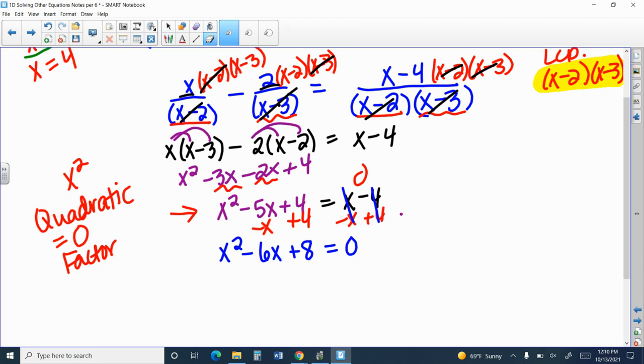Now, once this is equal to 0, you can solve this with either factoring or the quadratic formula. I will factor using the shortcut. So I'm looking for numbers that multiply to be positive 8 and add up to negative 6. Most of you found those two numbers. What were those two numbers we could use?